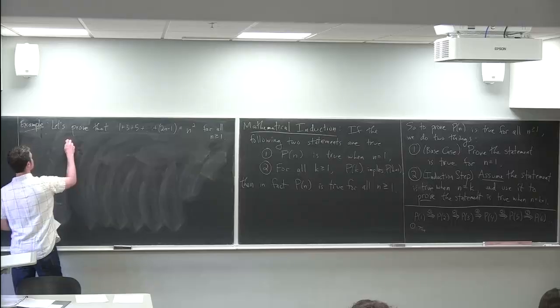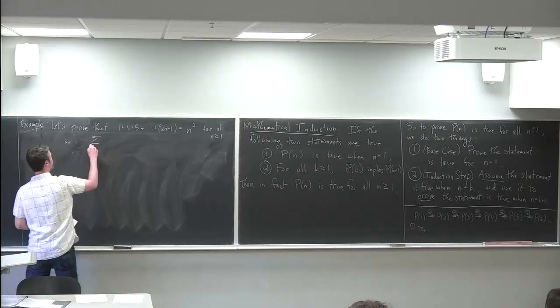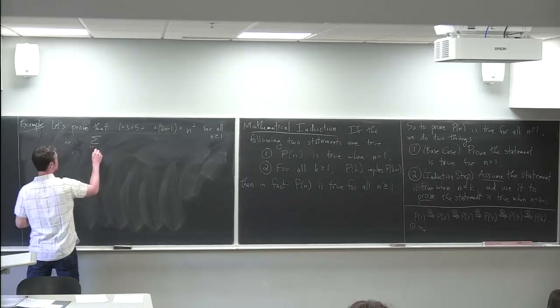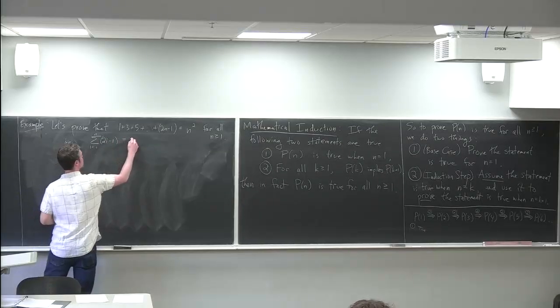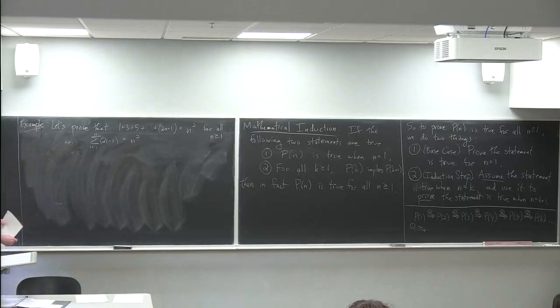So anyway, if you want to write it slightly differently, this is the sum from i equals 1 up to n of 2i minus 1, and it equals n squared. Okay, so that's just a different way to write the formula, summation notation. It says the sum of the first n odd integers equals n squared. So that's a fact that lends itself towards a nice proof by induction.